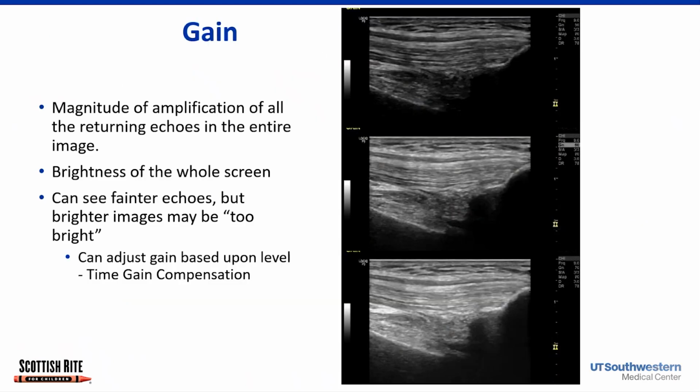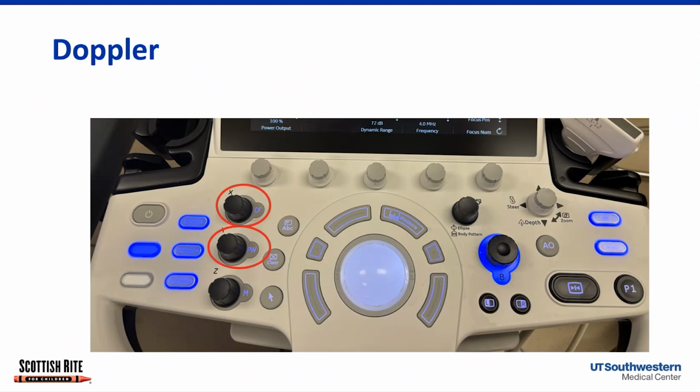Gain is brightness, right? People have different preferences on brightness. So you can see an example of this, the same quad tendon going down with increasing gain. Obviously, if you overgain it, everything's going to be bright, and you won't be able to distinguish between different structures there. There are some settings where you can actually change the gain based upon the depth, but you'll learn how to play with those as you grow in your ultrasound experience. All right, wrapping up here.